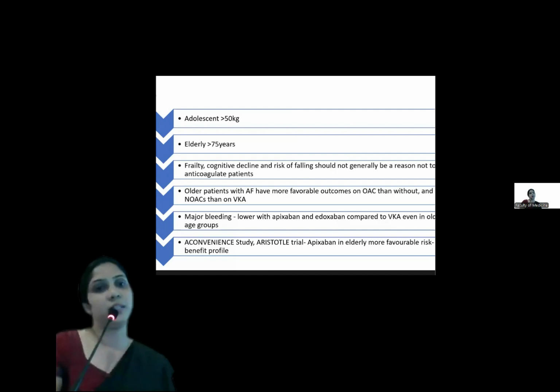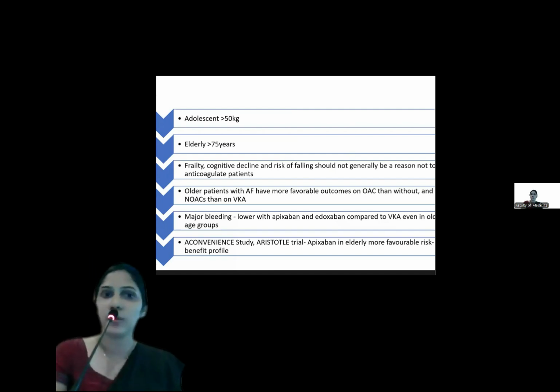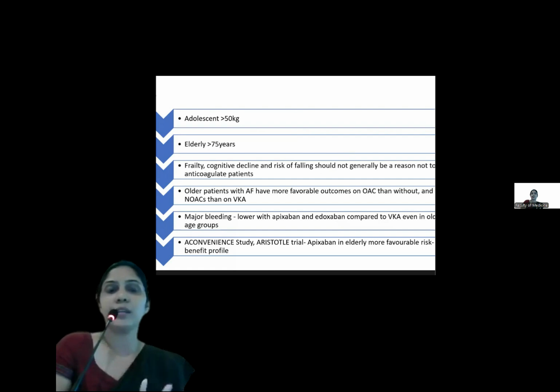What about the age? Pediatric data is very limited, and we can start a DOAC in a full-grown adolescent, provided the weight is more than 50 kilos. And what about the elderly, more than 75 years? The main problems we come across are frailty, cognitive decline, fall risk, and reduced creatinine clearance. But frailty and fall risk themselves should not be a reason not to anticoagulate a patient.